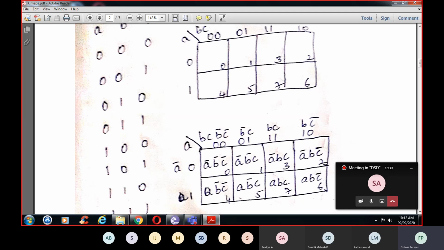So it is A, B, C. In the same way, corresponding row is A. Corresponding column is B, C bar. So it is A, B, C bar.